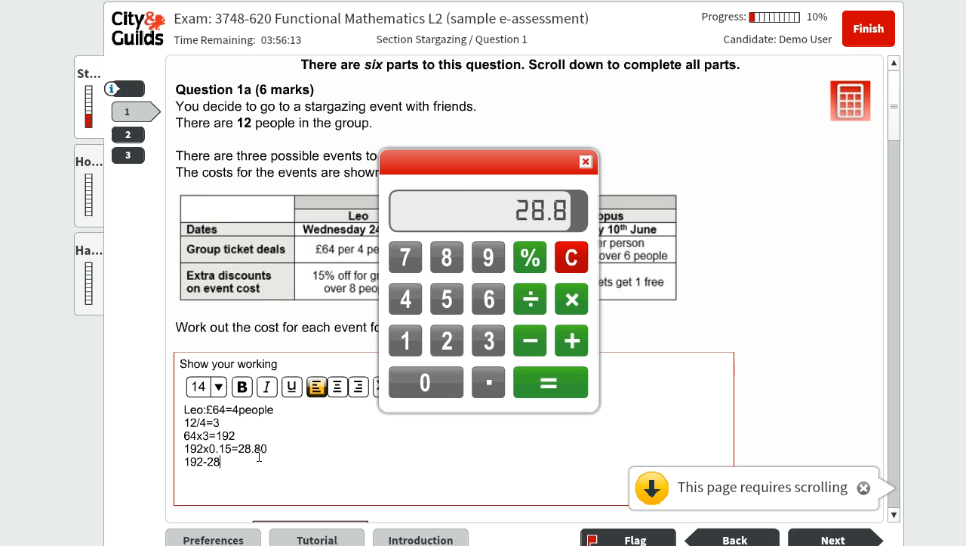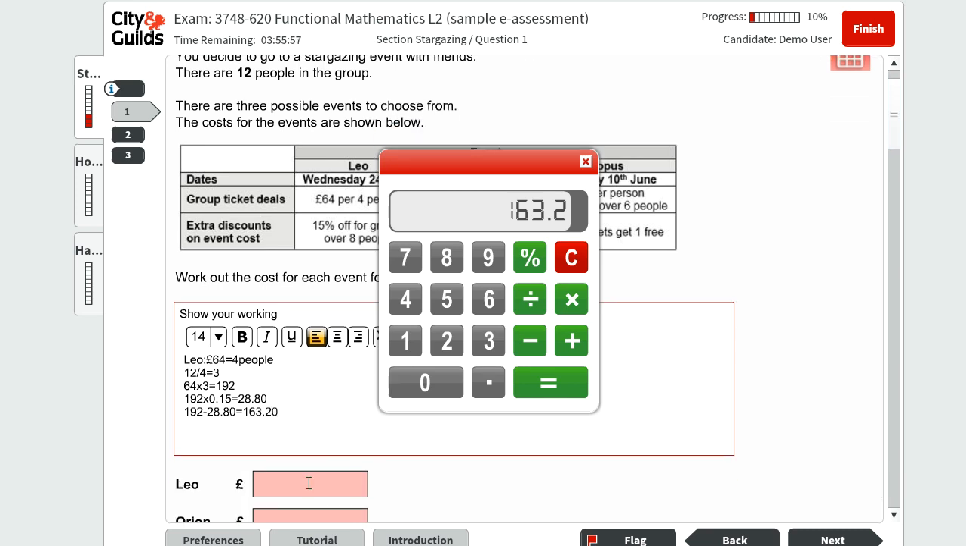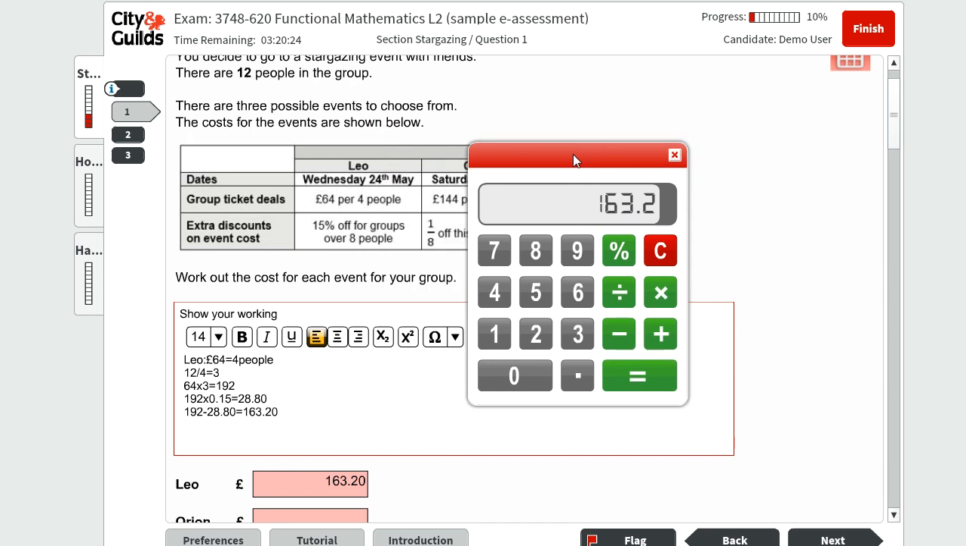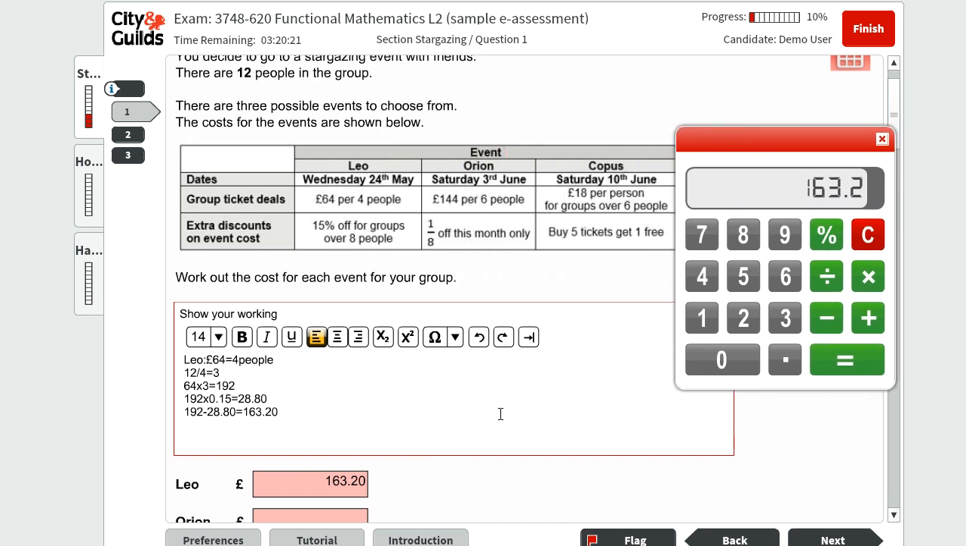192 minus 28.80, and let's see how much that will give us. The answer is £163.20. We can put this answer down here. Make sure in numbers that you don't put 163.2. Make sure you write 163.20, because we are dealing with money. The next event we'll be looking at is Orion.